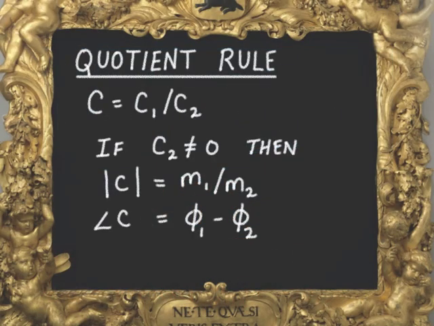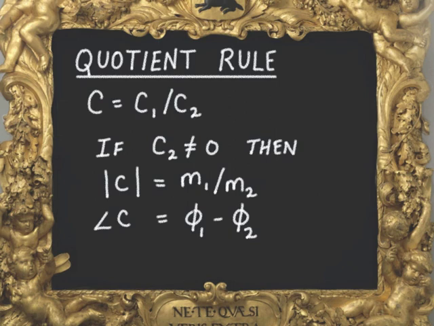Let's now look at the quotient rule for complex numbers. Suppose we have two complex numbers, C1 and C2, and we find their ratio, C, as C1 over C2. Now we wish to find the magnitude and phase of C from the magnitudes and phases of C1 and C2. To do this, of course, we have to assume that C2 is not equal to 0. We can't divide by 0.